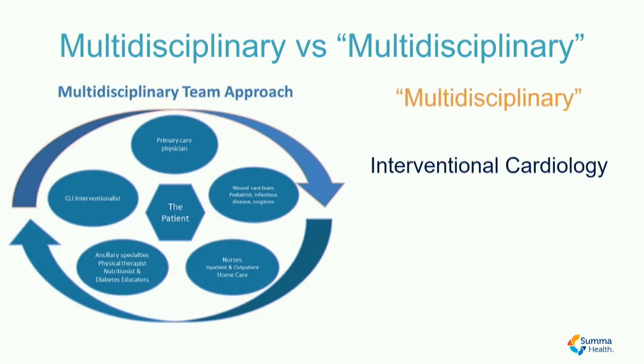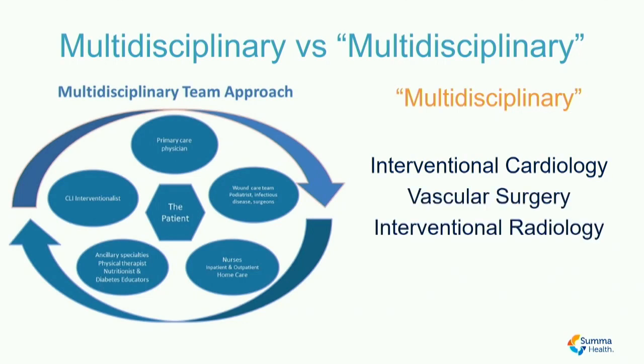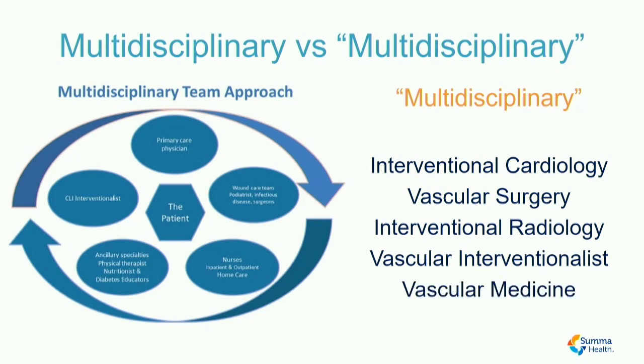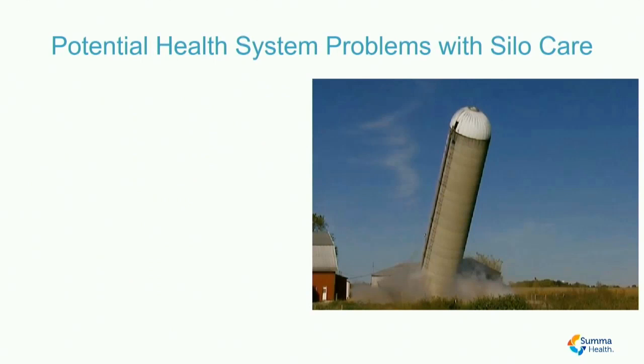But what if you have multiple people at your institution, all employed by the health system, that provide this role of the interventionalist? Interventional cardiology, vascular surgery, IR, other vascular interventionalists, and vascular medicine. So what does this create in a health system? If you have multiple people doing a similar procedure, oftentimes you can create siloed care. And what are the problems with that?